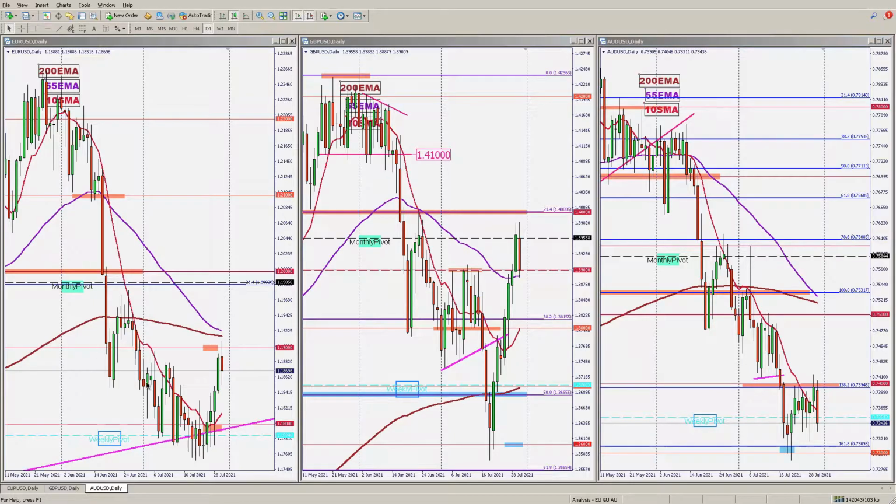As you can see across these three major pairs, they had a strong week, except for the Aussie Dollar, which was consolidating against the US dollar, as the US dollar basically weakened and tanked after the FOMC meeting and statements. So the majors gained against that. Let's begin with the Euro dollar.